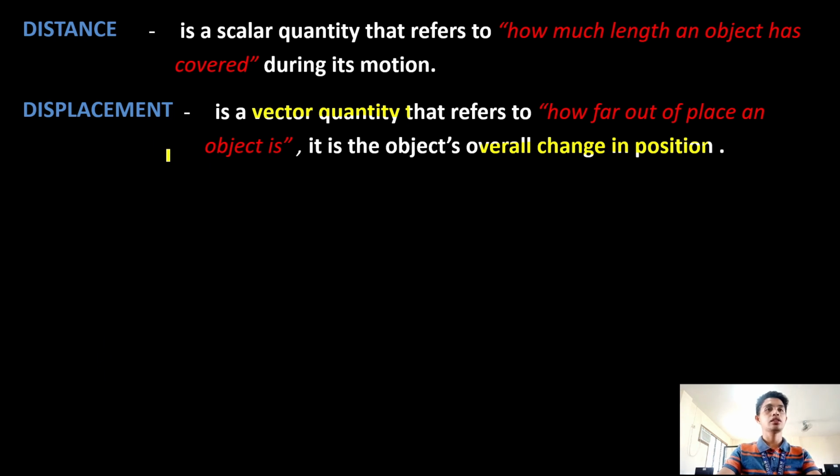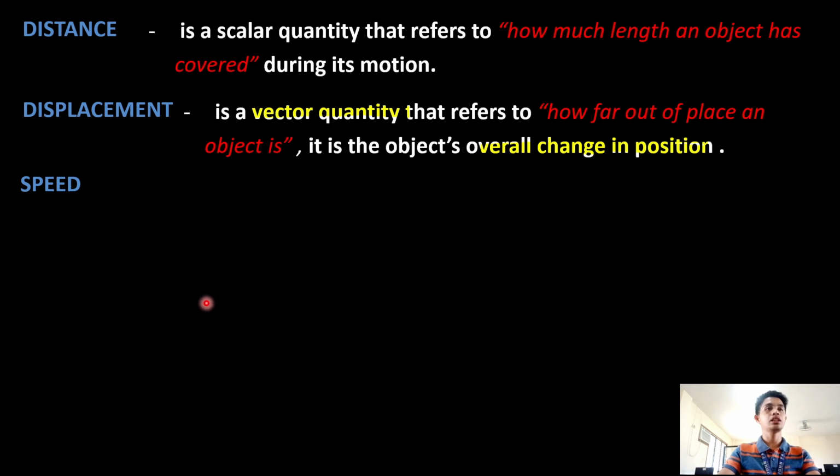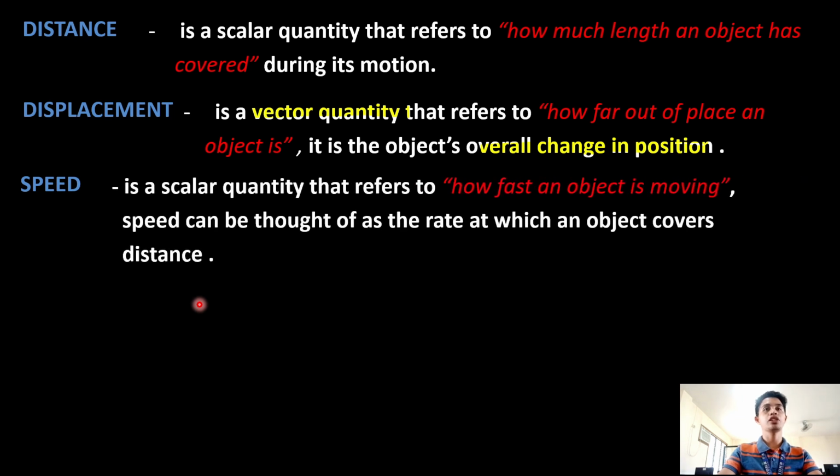Then next, speed. Speed is a scalar quantity that refers to how fast an object is moving. Speed can be thought of as the rate at which an object covers distance. So yan. Ano na yung speed? Scalar quantity siya. Ang ibig sabihin, pag pinag-uusapan is distance, speed pertaining to distance.